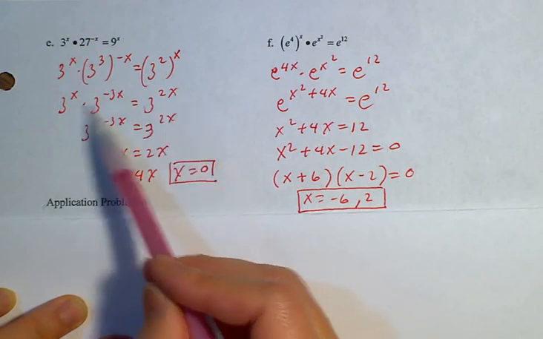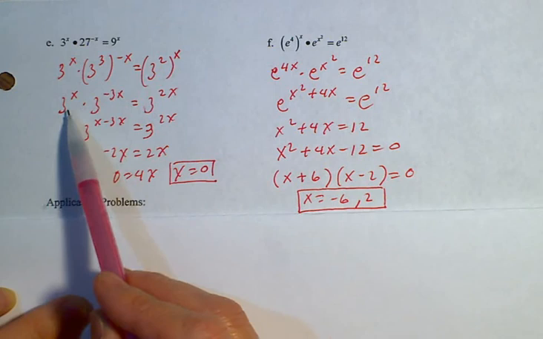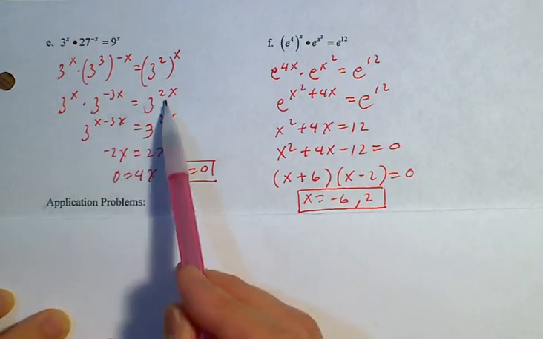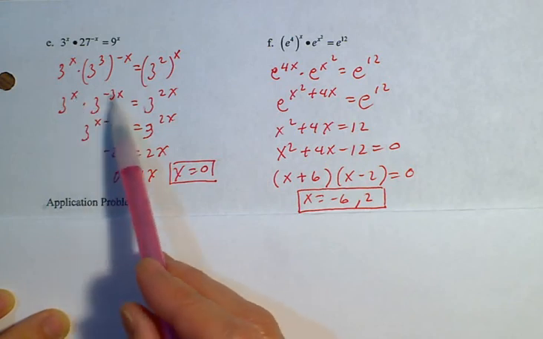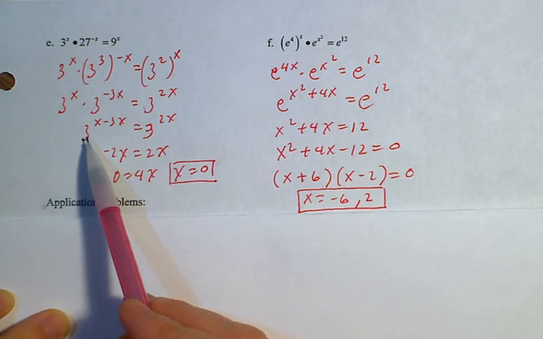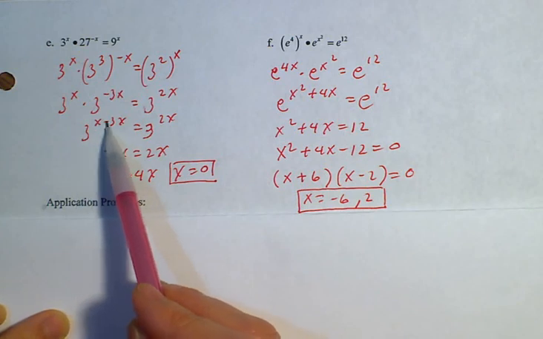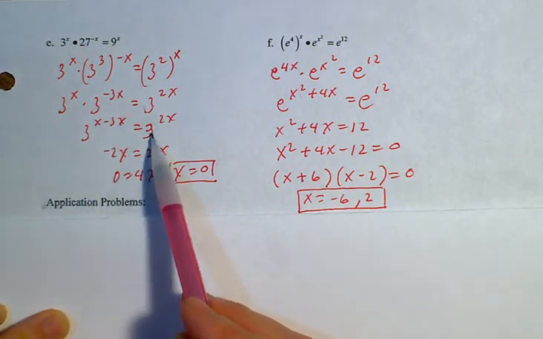Now, I don't want to just set my exponents equal at this point. I'm going to combine these. So remember, when you multiply, you're going to add the exponents. So this will become 3 raised to the x minus 3x. And then on this side, just keep it the same.